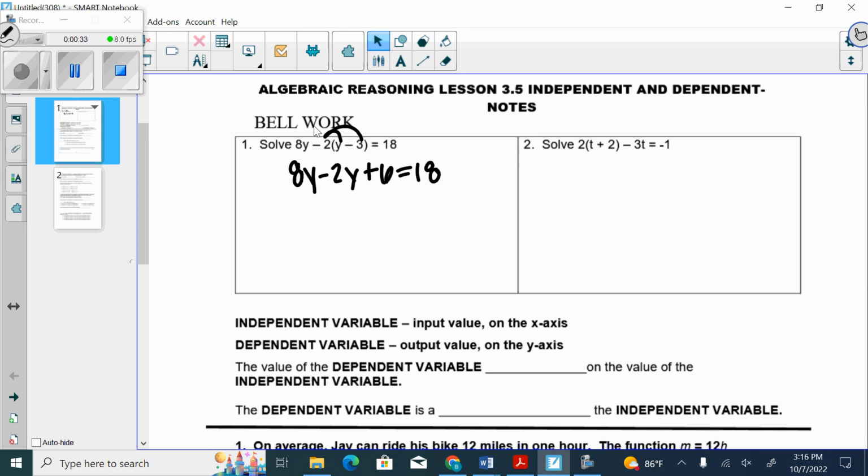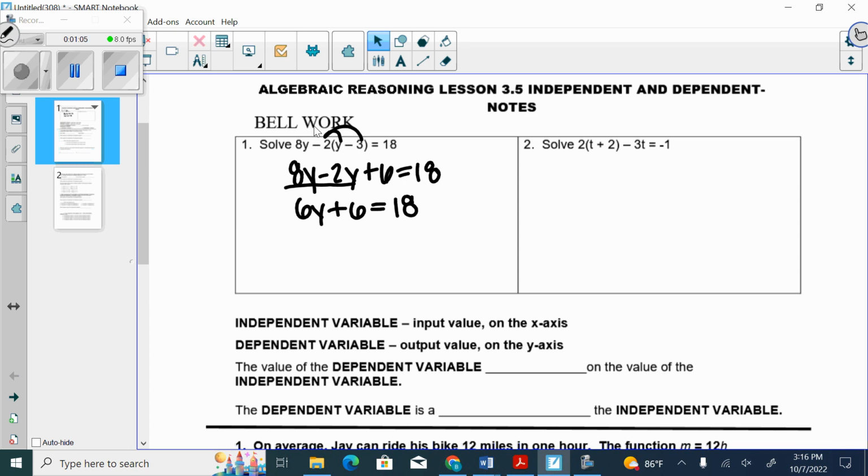All right. So after you distributed, what do you guys get next? Right. We can combine those like terms. They're on the same side. So what is 8y minus 2y? 6y. Right? Added what? They're on the same side, right? So we just put them together. That's what we do if we move it across to a different side.